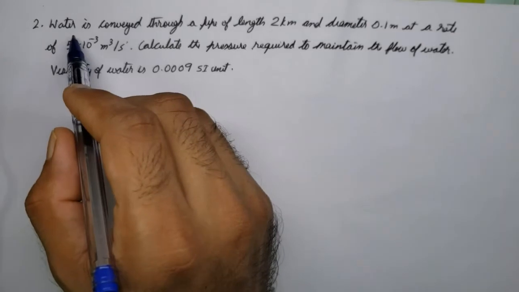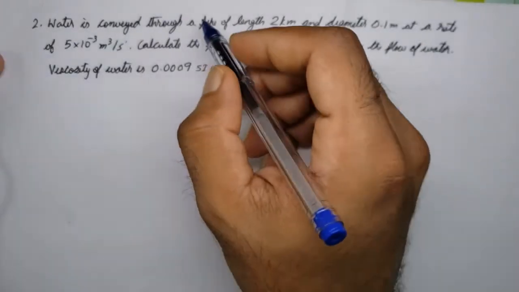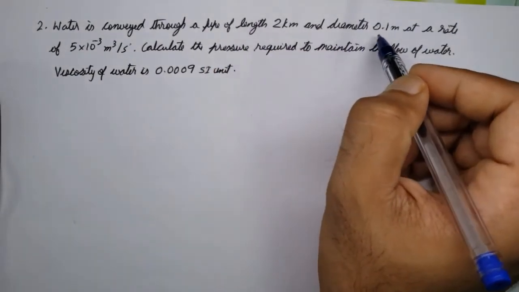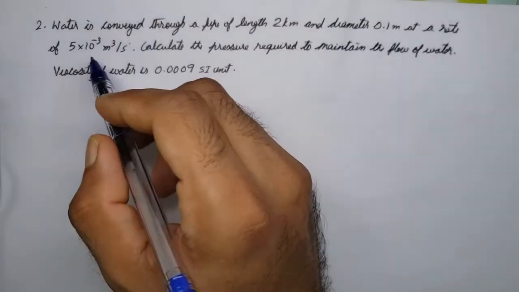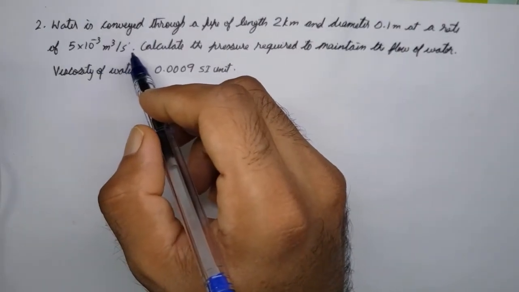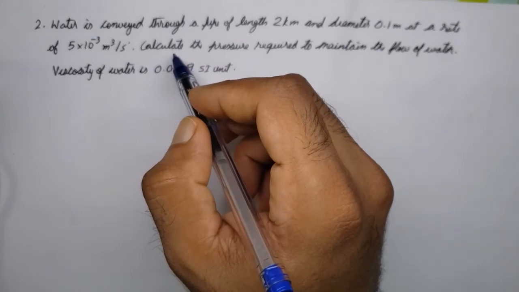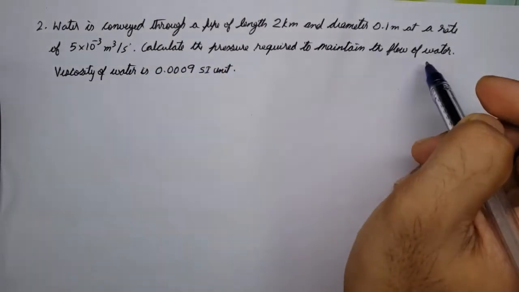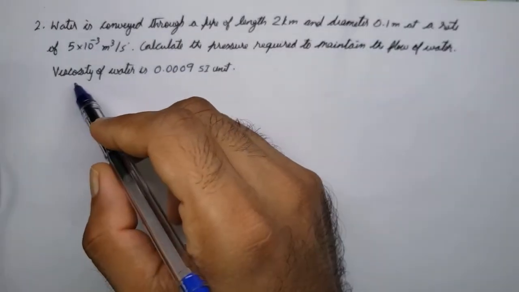Number 2. Water is conveyed through a pipe of length 2 km and diameter 0.1 meter at a rate of 5 into 10 power minus 3 meter cube per second. Calculate the pressure required to maintain the flow of water. The viscosity of water is 0.0009 SI unit.